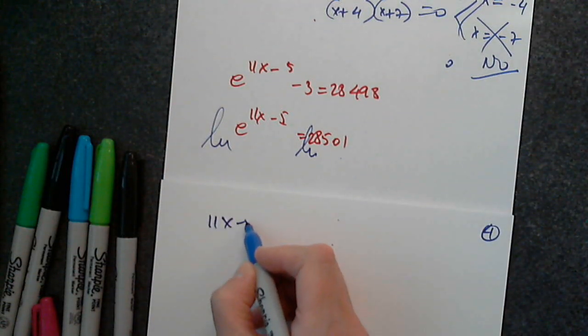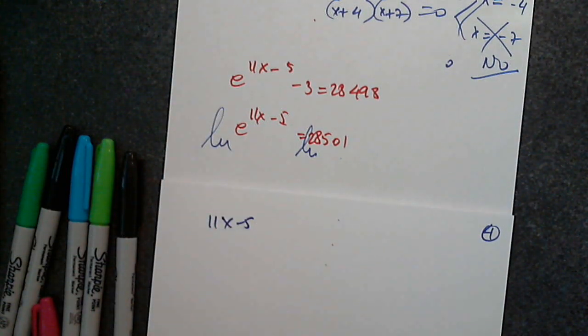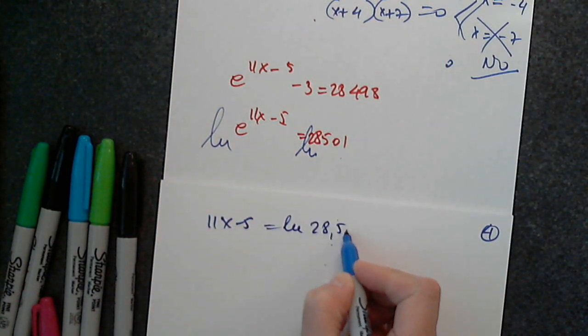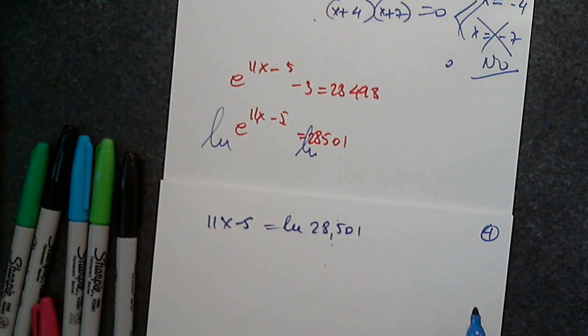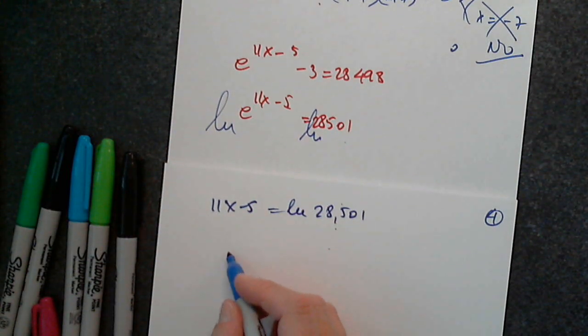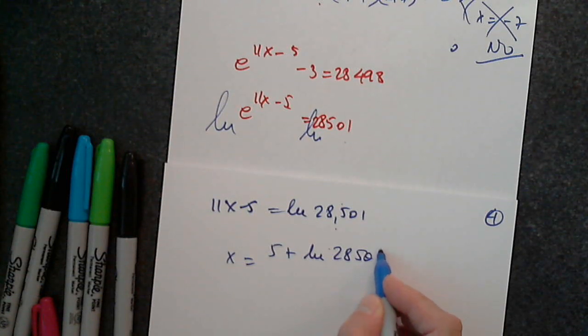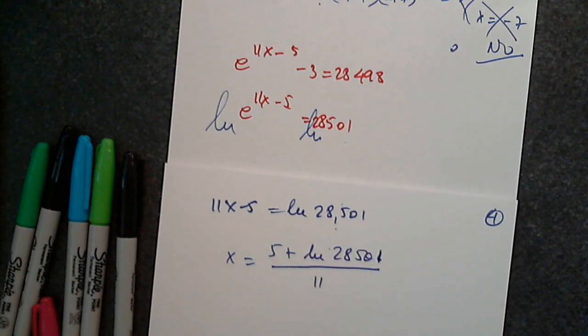So 11x minus 5, I should write times natural log e. But how much is natural log e? 1. That's why we don't write it. Very good. So that equals natural log 28,501. And then I have to add 5 and divide by 11. 5 plus natural log 28,501 divided by 11.